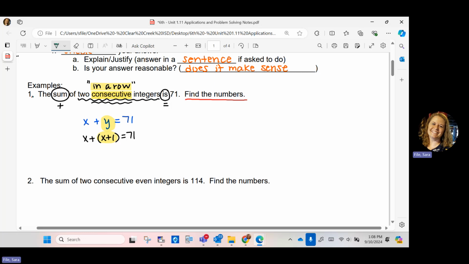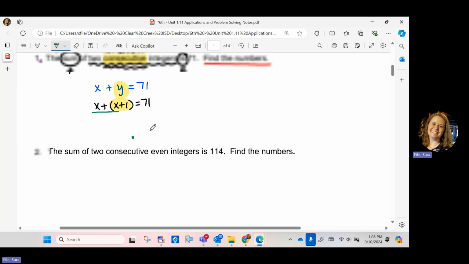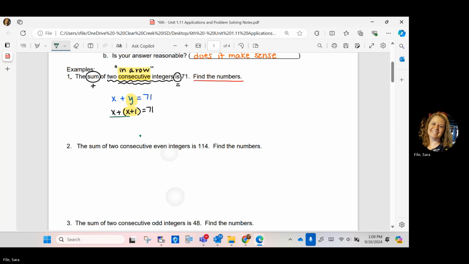Okay, I look in the parentheses, there's nothing to do. There's nothing multiplied outside the parentheses, so I can drop them. So X plus 1. Okay, I'm going to combine like terms. X plus X is 2X. So 2X plus 1 equals 71. Okay, now we're ready to solve.